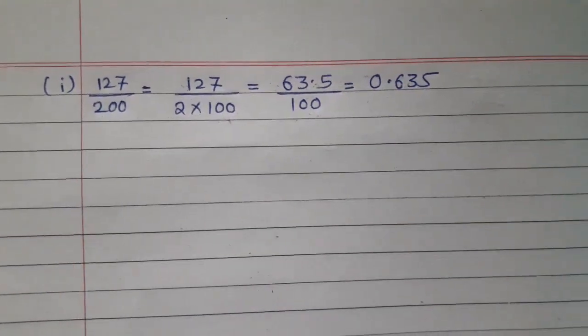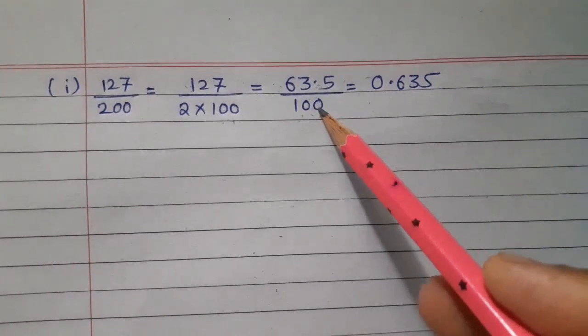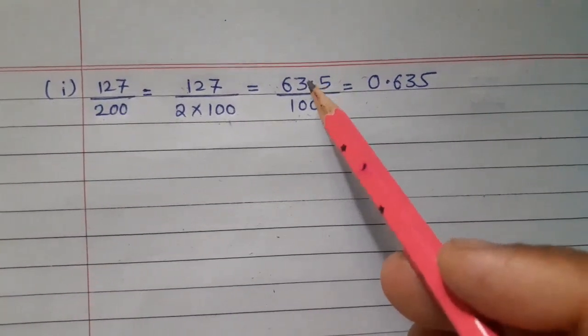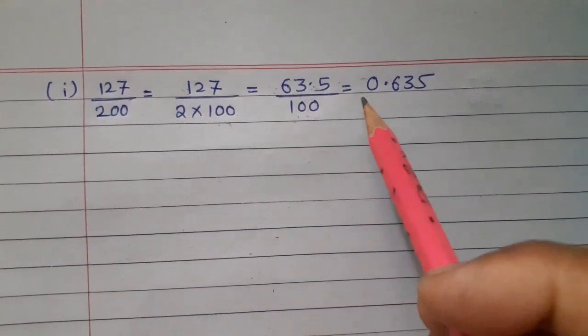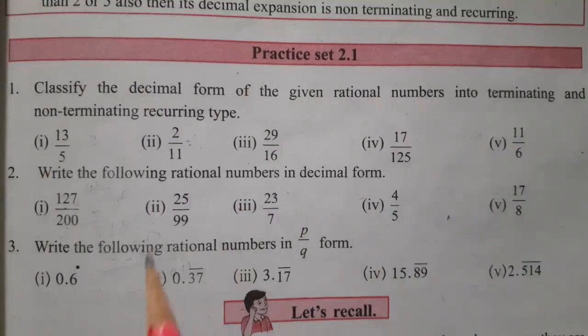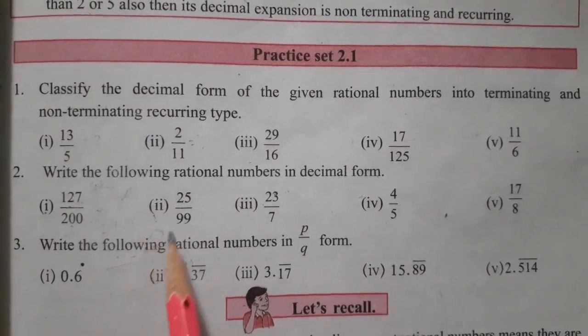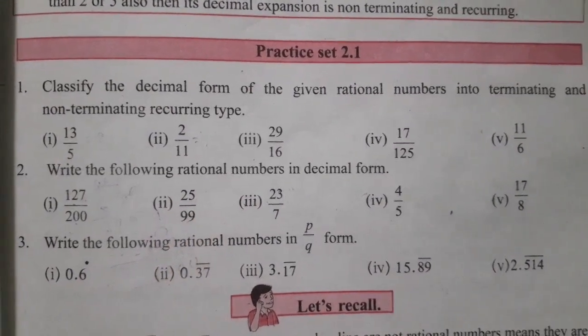0.635. Divide में 100 है, upon में 100 है, तो हम क्या करेंगे, जो decimal point है वो left side में 2 digits shift करेंगे. So we are having 0.635. Now sub question second, 25 upon 99.